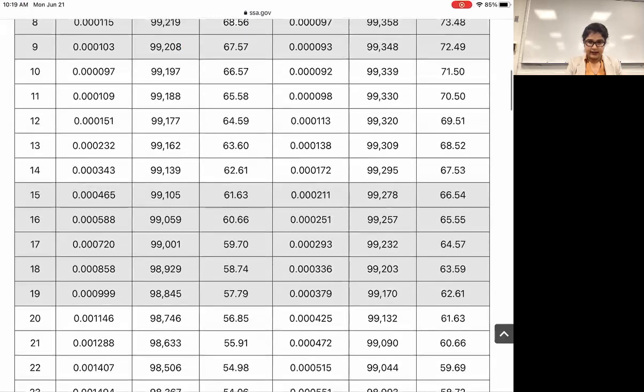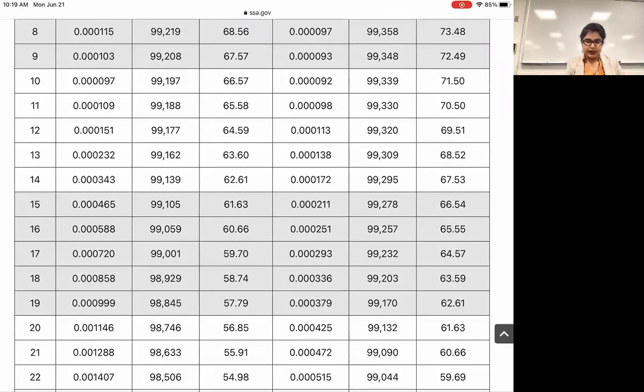So here at the bottom line is 22 years, and next to it is the probability of his death, which is 0.001407 for the male. He is a male. I have to write it down somewhere because I need it. The probability of death for a 22-year-old man is 0.001407.